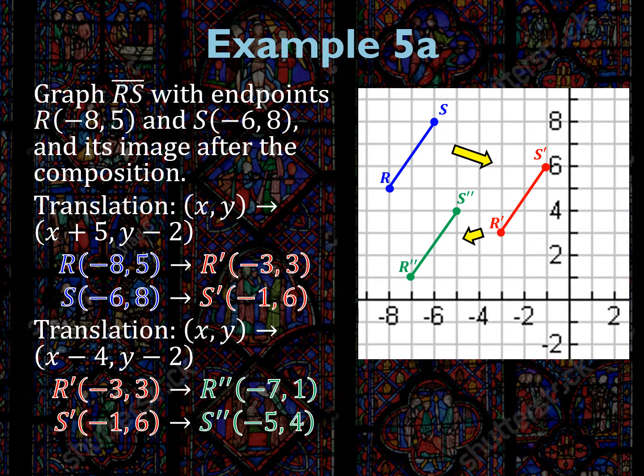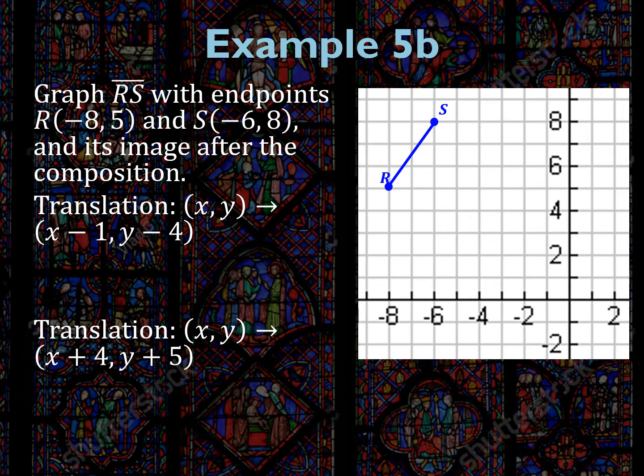Now you might notice that for 2 translations, you can just combine the 2 rules into 1. So notice x plus 5, x minus 4, you can just do x plus 5 minus 4. So the net difference is plus 1 because 5 minus 4 is plus 1. For the vertical direction, it's y minus 2 and then y minus another 2, so ultimately it's 4 below what it used to be. So you can combine the translations into 1 rule, but sometimes you want to see the middle image, the intermediate image.